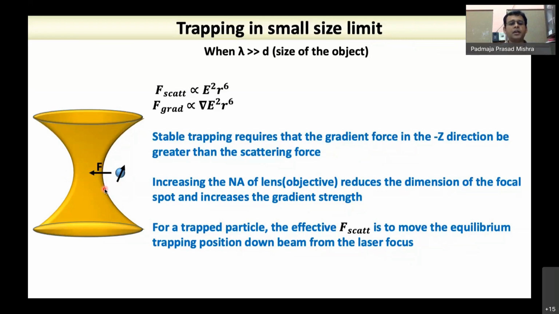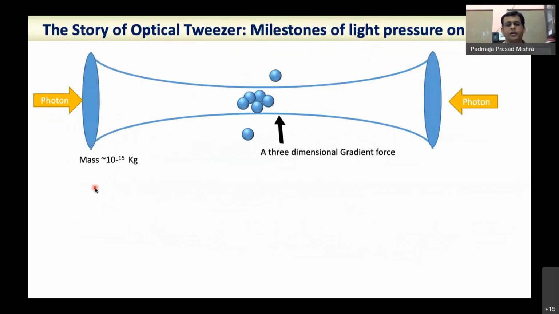And once these things are explained, Professor Arthur Ashkin explained these things, and this now explains why the particles which remain away or remain orthogonal to the propagation of the photons also get sculpted into the center of the radiation.